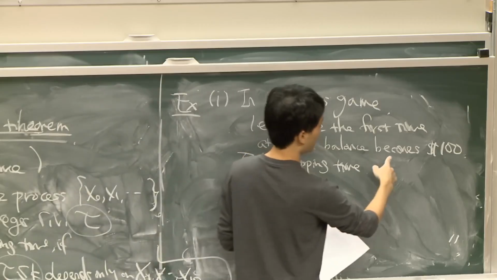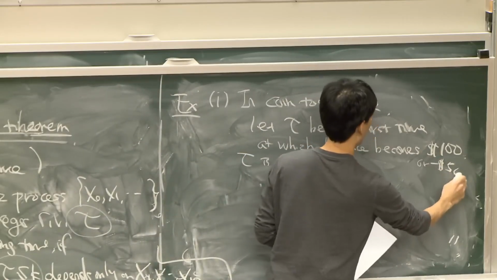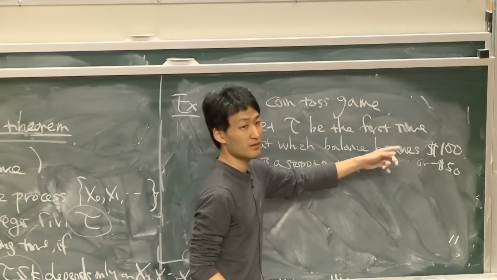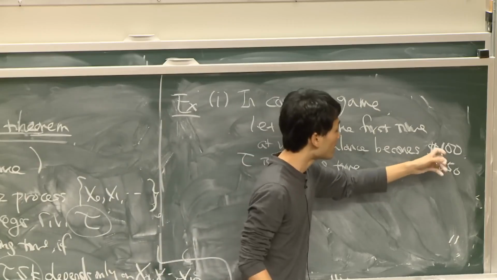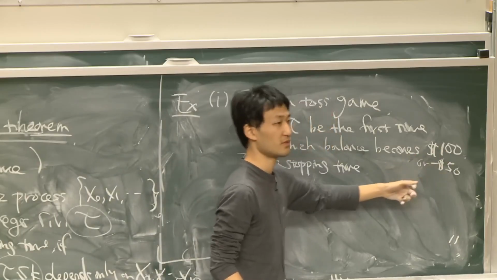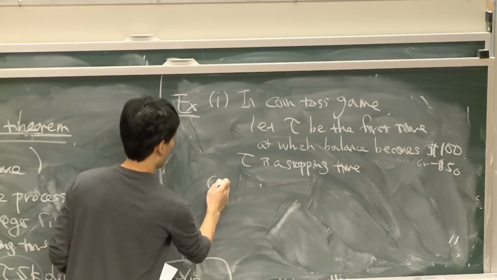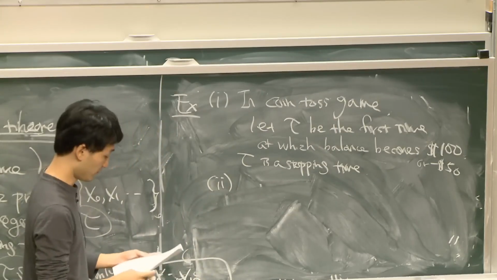Or you stop at either $100 or negative $50. That's still a stopping time. Remember that we discussed it? We look at our balance, and we stop at the time when we win $100 or lose $50. That is a stopping time. But I think it's better to tell you what is not a stopping time, an example. That will help, really.